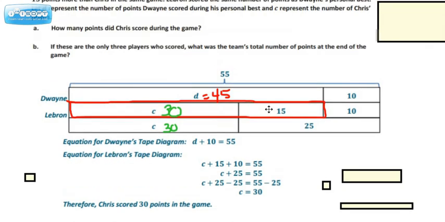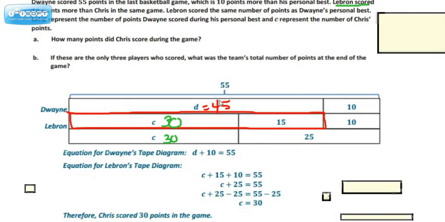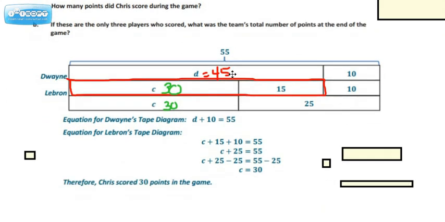All right, so again, I'm not a big fan of this question because it's a little confusing when you think about personal best. For me, for Dwayne, isn't it 55? So we're talking about this game, we're talking about the last game, a little bit confusing. So hopefully you found this question a little bit easier than I did the first time, but if you look at the tape diagram, it helps you to understand a little bit better.